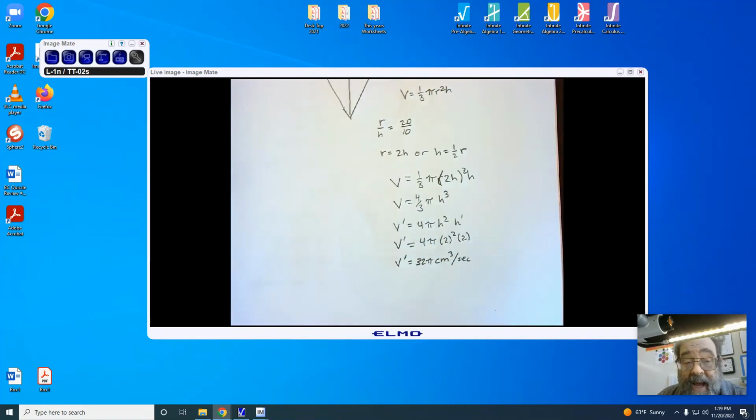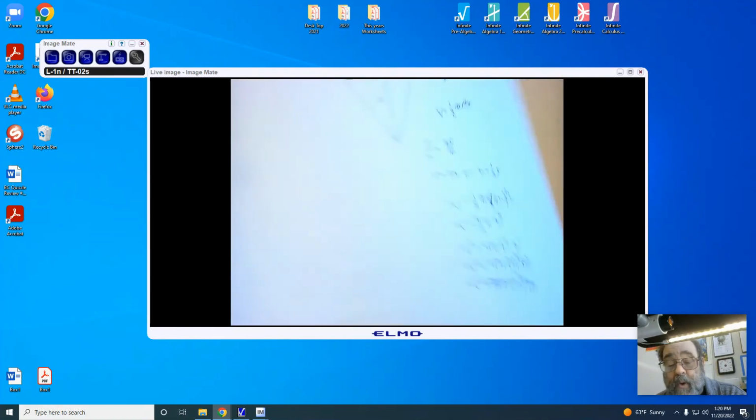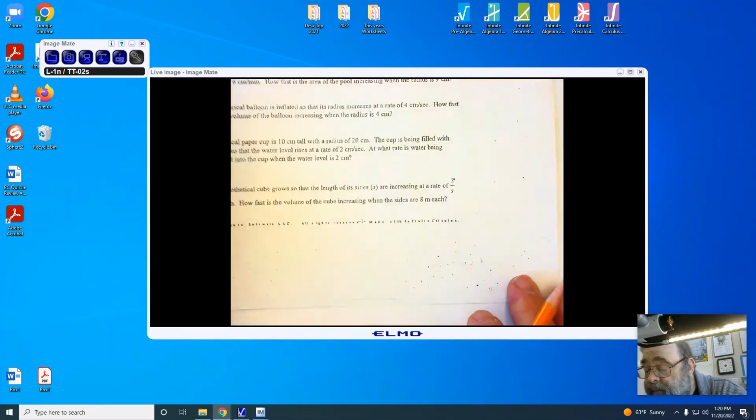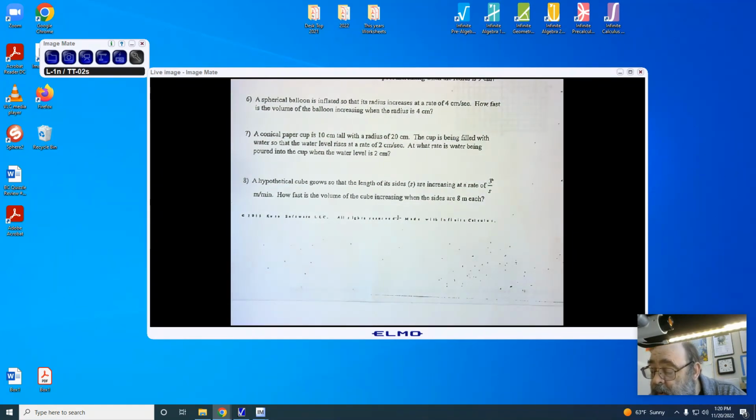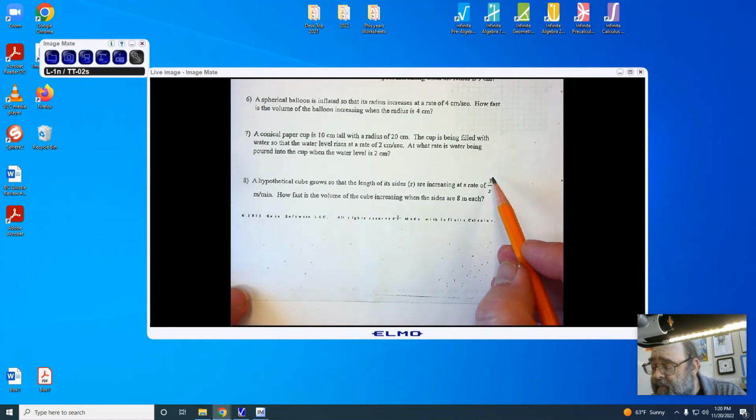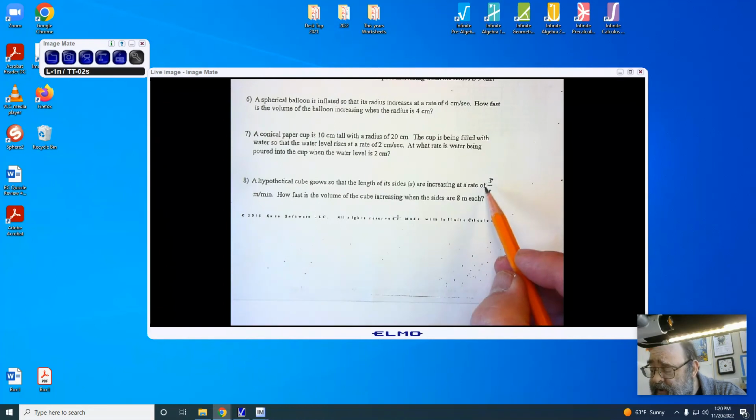This brings us to our last question that we have on this worksheet. This last question is a very straightforward one with a cube. Let's just read it again. A hypothetical cube grows so that the length of its sides, s, are increasing at a rate of 3 divided by s meters per minute. How fast is the volume of the cube increasing when the sides are 8 meters each? Notice, this is going to give me the rate of increase of s to be 3 divided by 8.